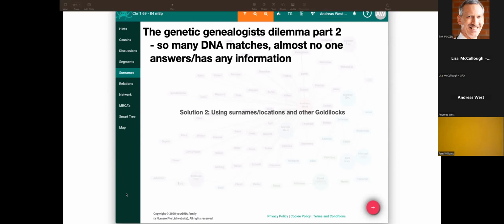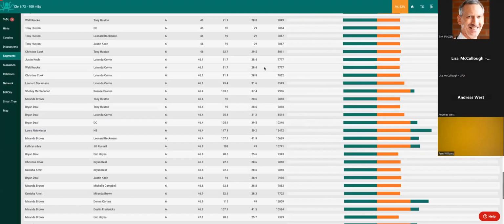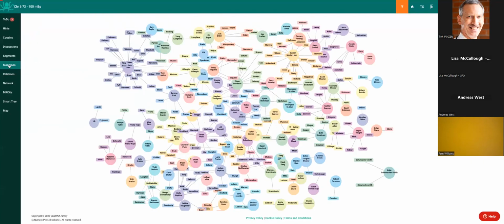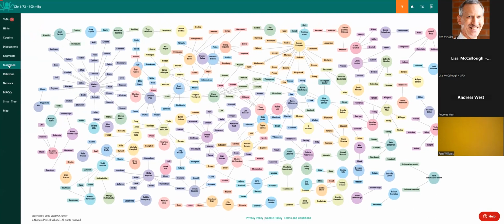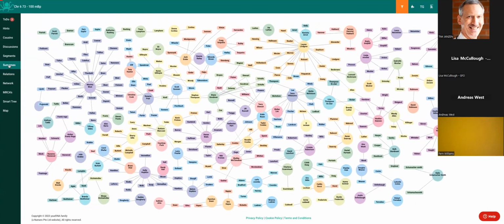With that, I'm going to quickly stop and share the app again. So this is, if you remember, the triangulated group on chromosome 6, 73 to 100 base pairs. Now we want to look into surnames first of all. If I click on surnames, the app does this wonderful thing. Luckily I have a very large monitor, and it might actually be too small for you to see on your screen.